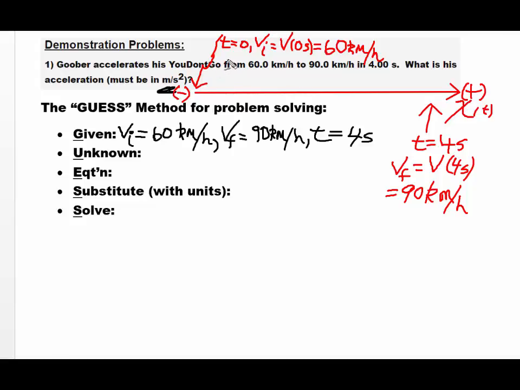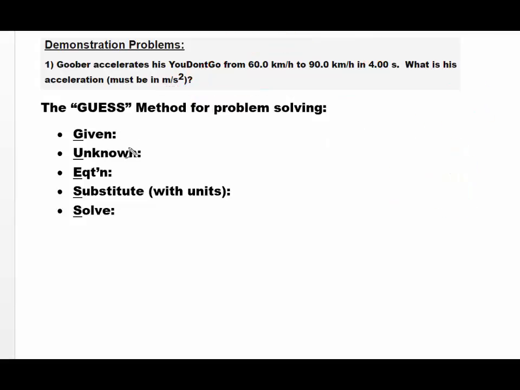We're given that at time 0, the initial velocity, or the velocity at 0 seconds, is 60 kilometers per hour. At time 4 seconds, the final velocity, or the velocity at 4 seconds, is 90 kilometers per hour. We will be more successful in solving multi-step problems if we use a structured approach.